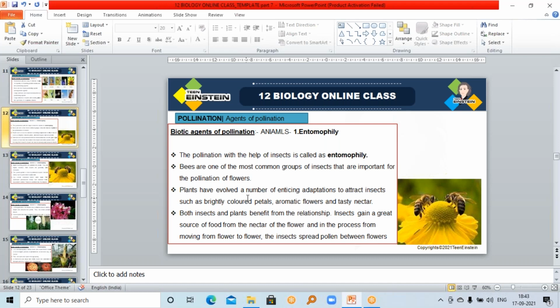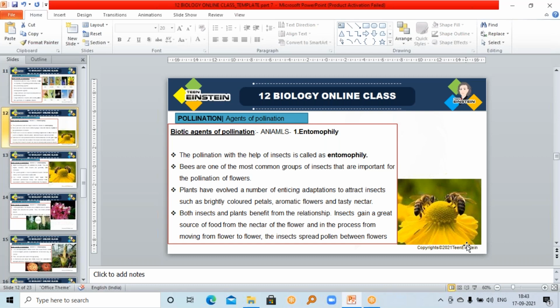And we have already told, bees are the main insects for the pollination of flowers. Mainly honey bees or such bees. So most of the insect pollination is with the help of honey bees. You can see here, honey bees are mainly helping for insect pollination.